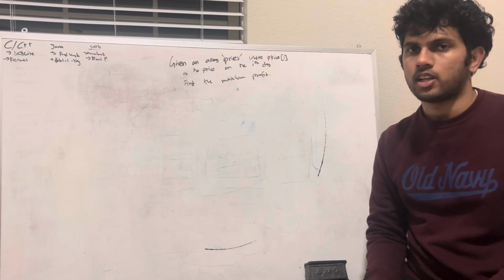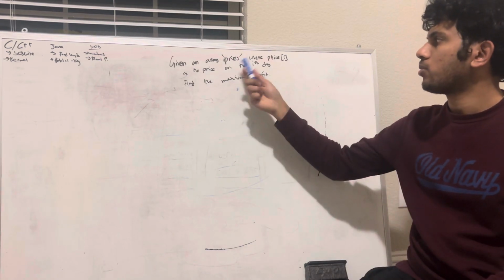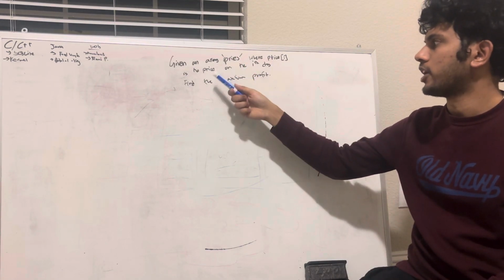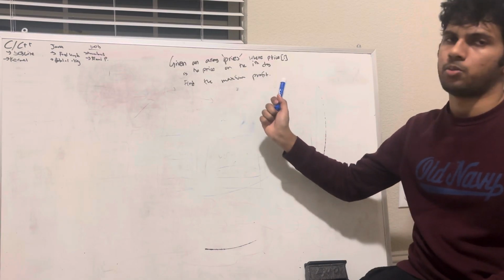Today I'll be going over this LeetCode problem, which is about the best time to buy and sell a stock. We are given an array called prices where prices[i] is the price on the ith day, and we have to find the maximum profit.